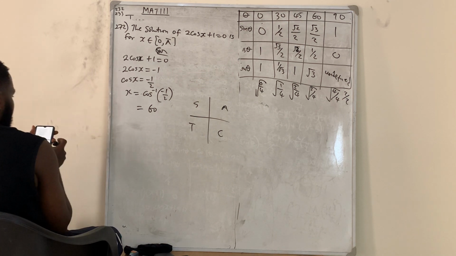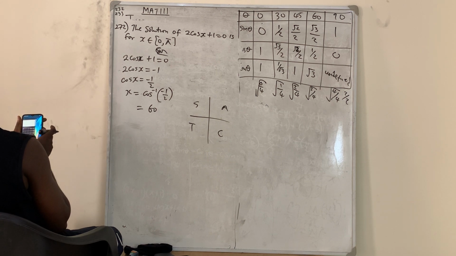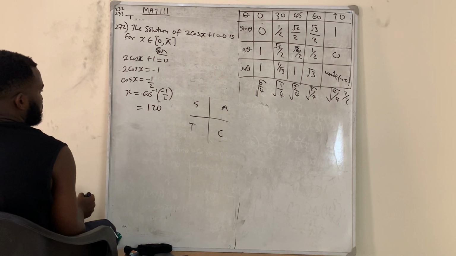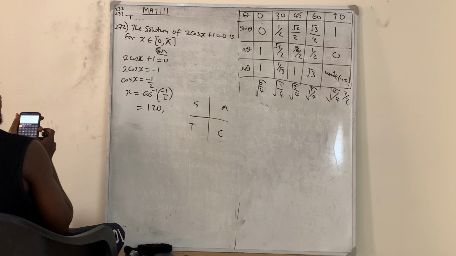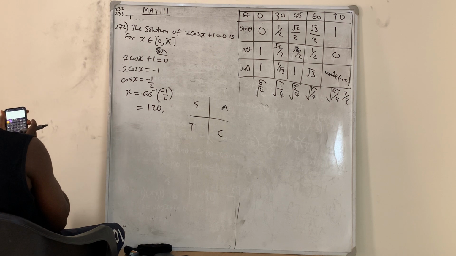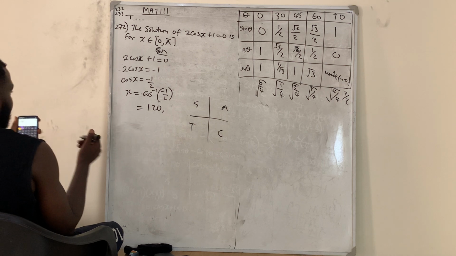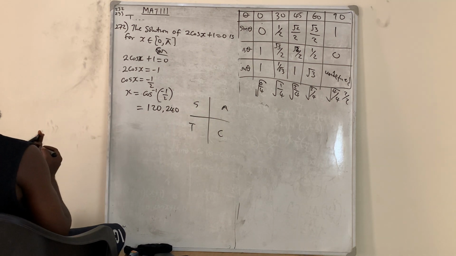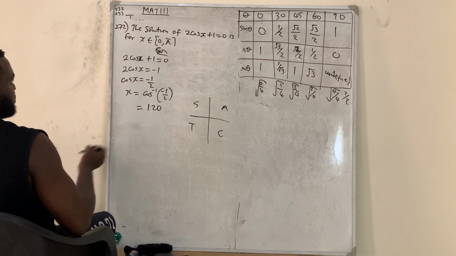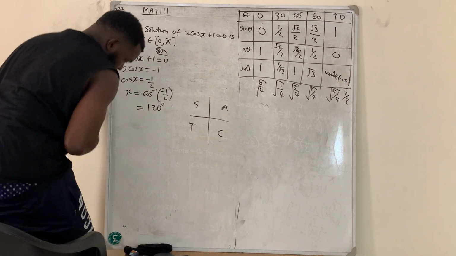So what do we do to this? 180 minus 60 gives you 120, and I know that cos 120 is negative half. So my x is 120. 120 is one of them. Let me check if there's another one. I don't think there is, because if you say 180 plus 60, you have 240, and cos 240 is minus half, so 240 is equally part of the answer. But they say it's from 0 to 180, so the only answer here is 120. Okay, so we move to the next question.